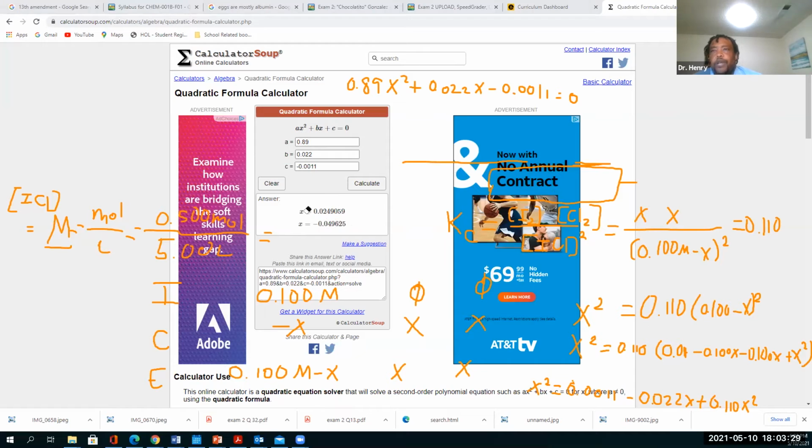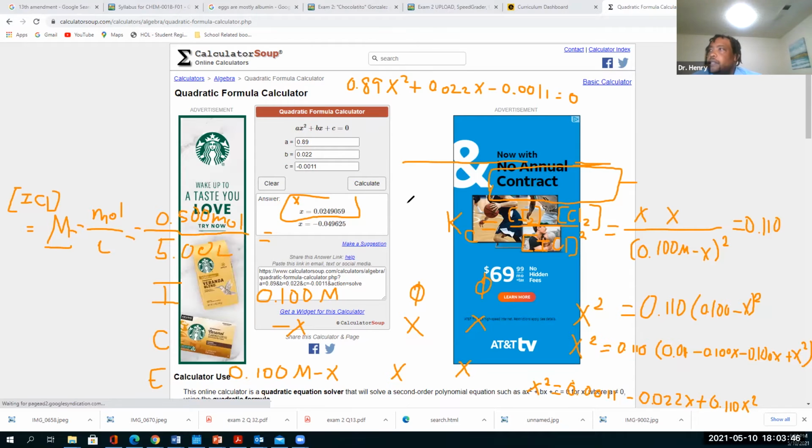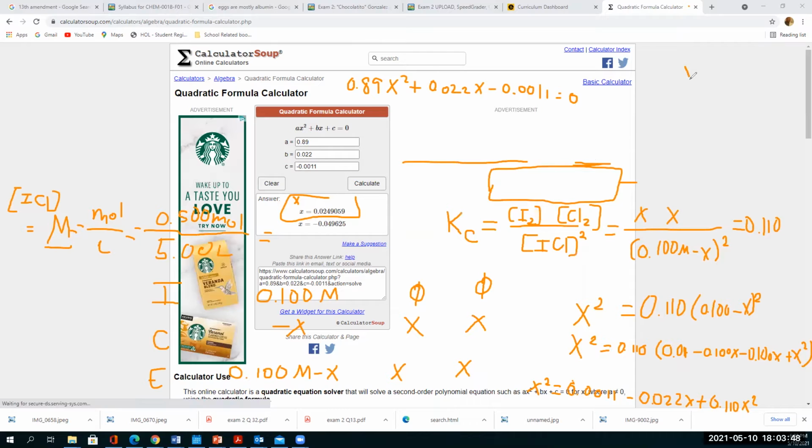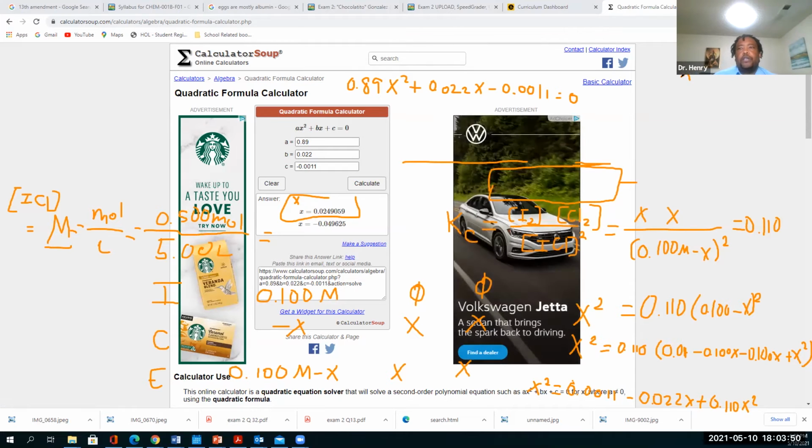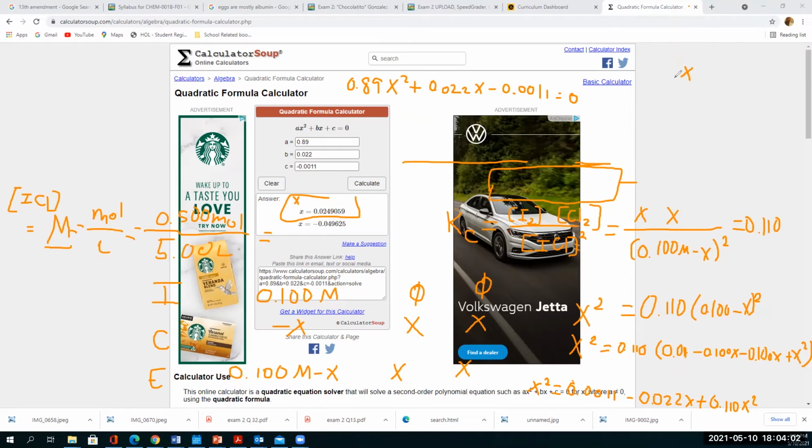We have one that says we're going to have a negative amount being produced and one that says a positive amount being produced. So then we have our x is going to equal 0.0249. Why is it the positive one? Because you can't have a negative amount being generated. You can remove some, but you can't generate a negative. So if you already have 0, you can't go below 0. Yeah, that makes sense.